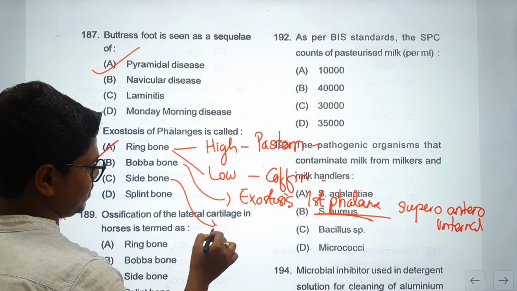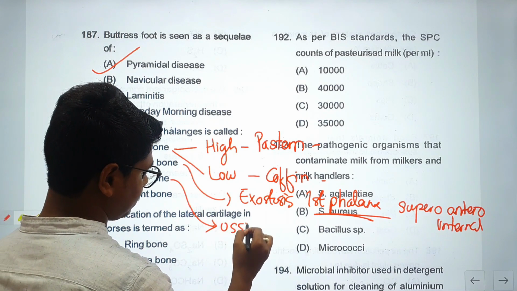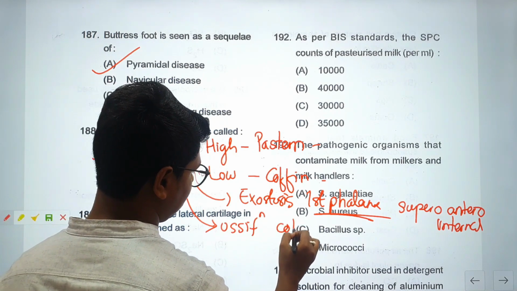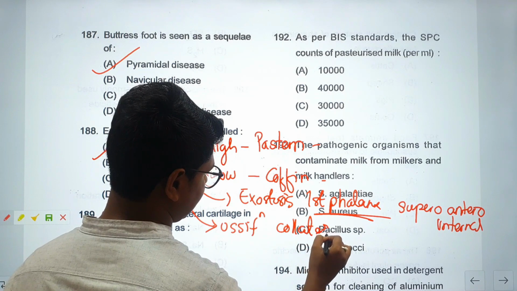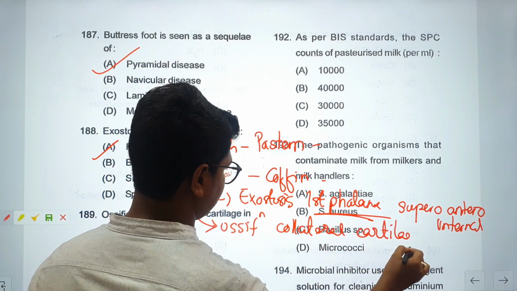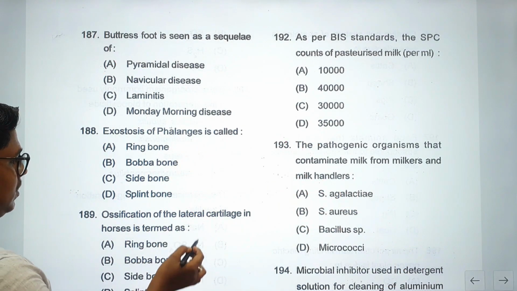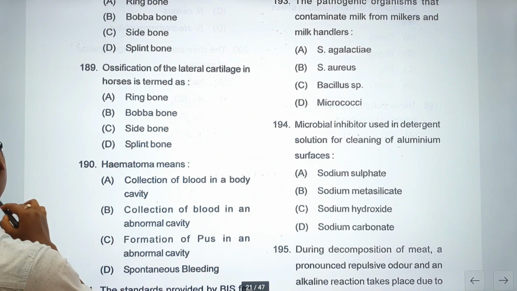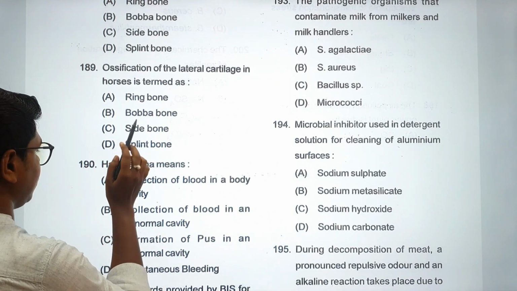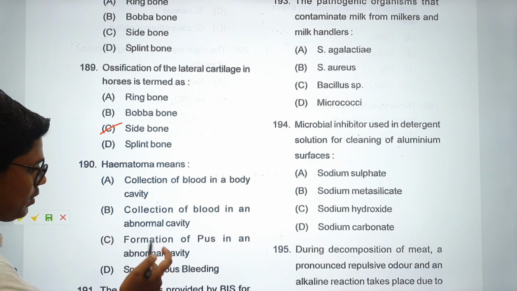Side bone is basically the ossification of collateral cartilage. Okay, this is known as side bone. Splint is basically second and fourth metacarpal. Ossification of lateral cartilage is, I already told, the side bone. Hematoma means collection of blood in an abnormal cavity.